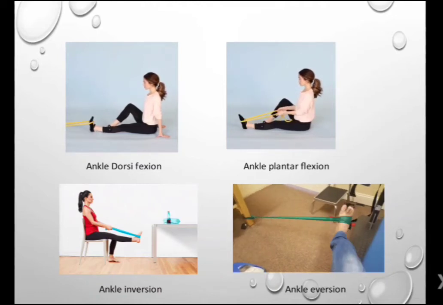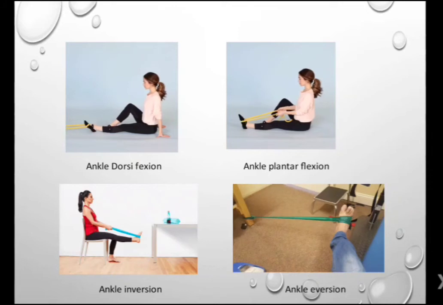Second exercise is ankle plantar flexion. For this exercise, sit on the floor with one leg bent from the knee and the other leg straight on the floor. Loop the band around the front of your foot and hold both ends with your hands. Point your toes slowly forward and then back. Repeat it 10 times.